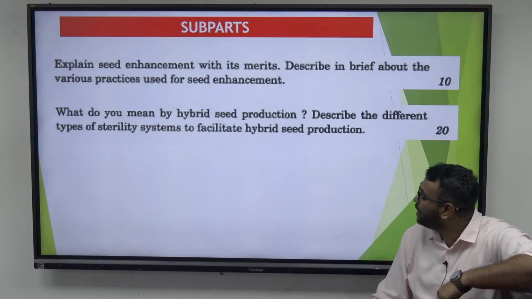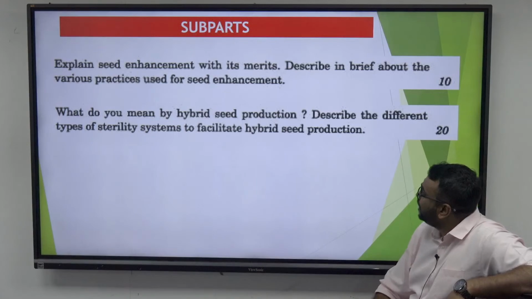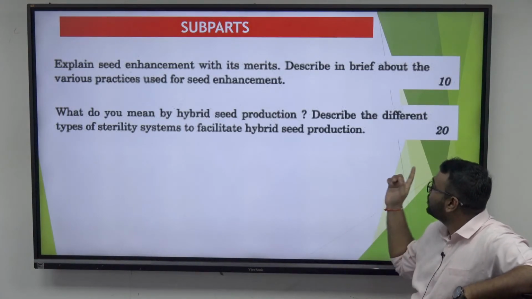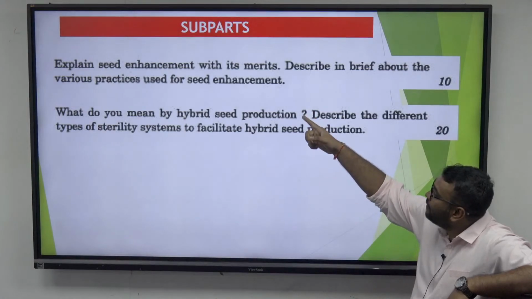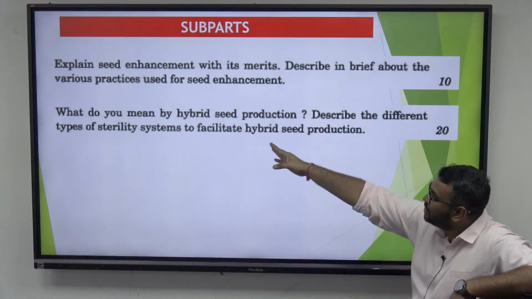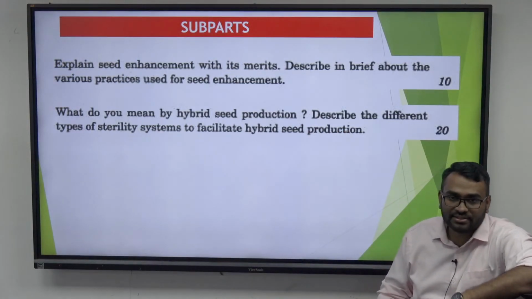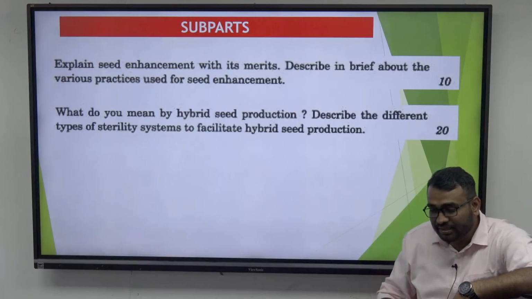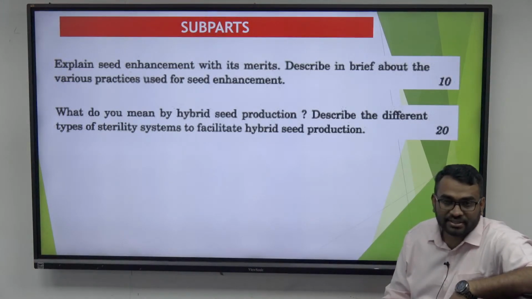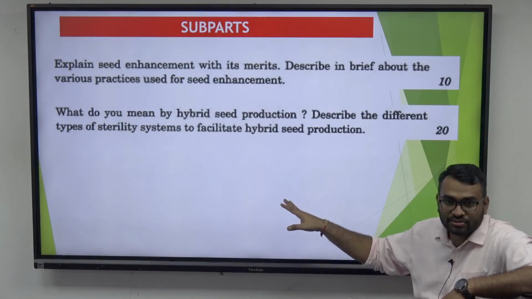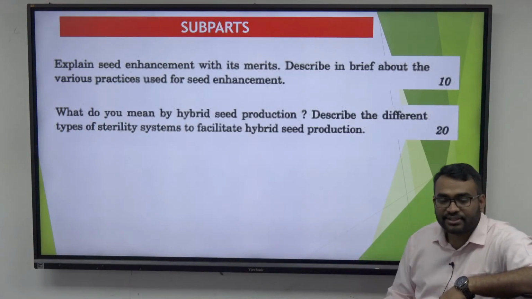Next one: what do you mean by hybrid seed production? Describe the different types of sterility system to facilitate hybrid seed production. This is for 20 marks. Obviously we have only 2 subparts here. One is about hybrid seed production, what is the meaning of it. Second part, we have different sterility systems, right? CMS, CGMS, then the temperature regulated one. So for all those 4 methods, just explain those things in brief, and while explaining, at least take one example.